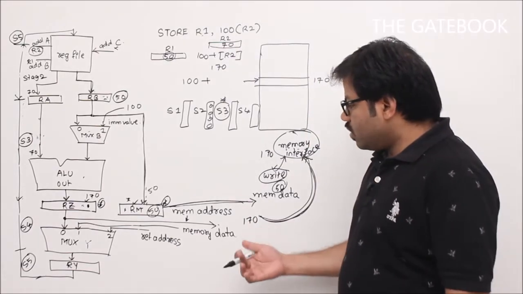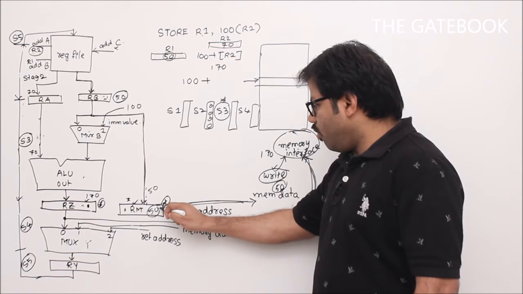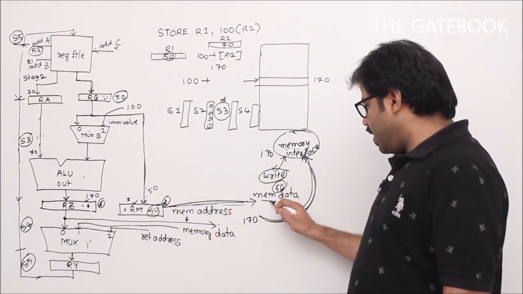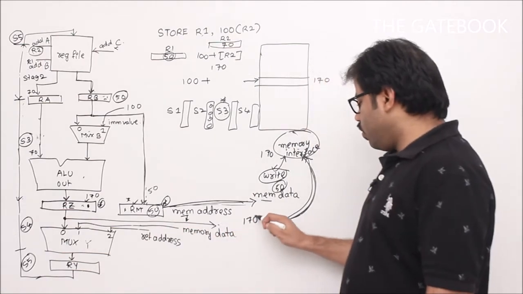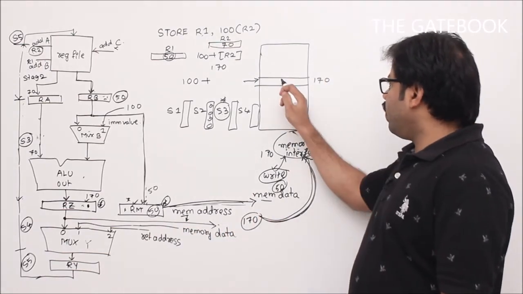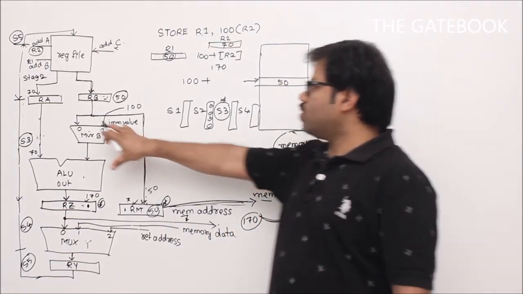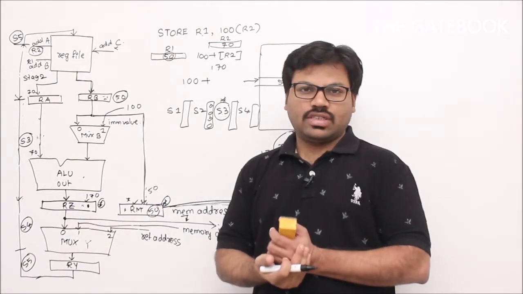Now finally, what is going to happen? If somehow you take this data, the memory data, right? Now the memory address comes from this cable. If somehow you take it, then we can properly store the data. So this circuit is going to help you do the store instruction.